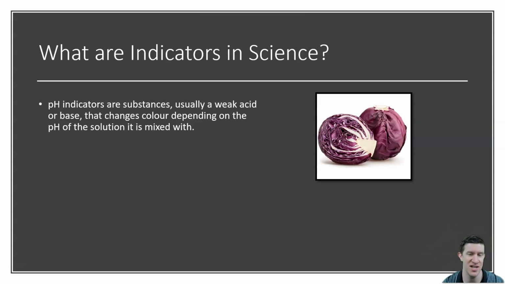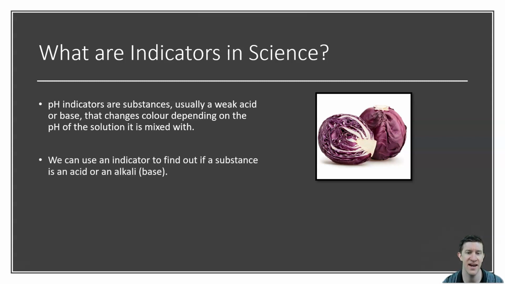A pH indicator, and we'll talk about what pH means in a little more detail soon, is a substance, normally a very weak acid or base, that changes color depending on what it's mixed with. Whether you mix it with an acid or a base, it changes to a different color. We use this indicator to find out if a substance is an acid or a base. It's the easiest way to do it. There are perhaps much more complex chemistry ways, but you can do it very, very simply.